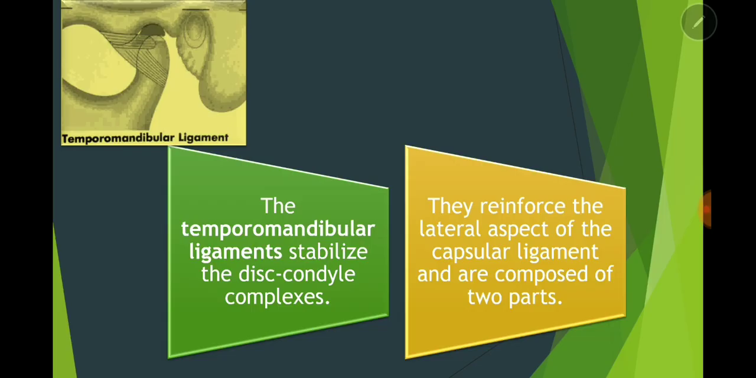All right. The temporomandibular ligament. Remember, there's a capsular ligament, which we talked about. You have to know the function. Then you have to know the temporomandibular ligaments, which stabilize the disc and condyle complex. They reinforce the lateral aspect of the capsular ligament. The temporomandibular ligament has two parts, an oblique part and a horizontal part. The function of the temporomandibular ligament is to reinforce the lateral aspect of the capsular ligament.